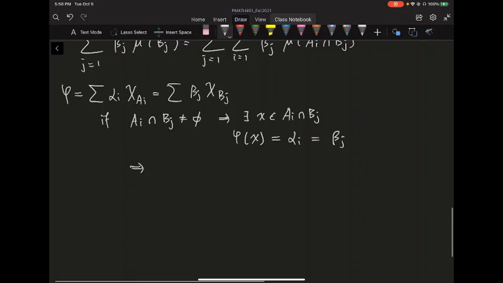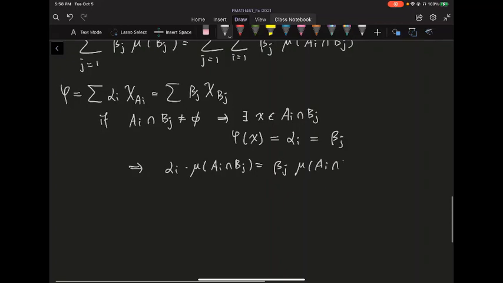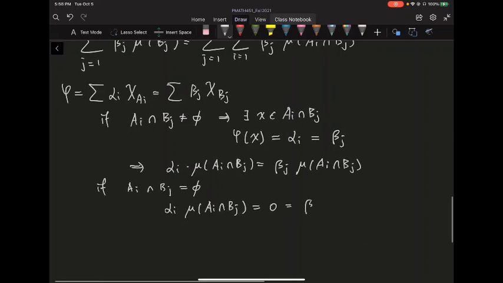And from there, we have that alpha_i times mu of A_i intersect B_j is just equal to beta_j times mu of A_i intersect B_j. Okay, so that's when A_i intersect B_j is non-empty. And when A_i intersect B_j is the empty set, that's the easier case. Then alpha_i times mu of A_i intersect B_j, well, mu of the empty set is just 0, so it doesn't matter what alpha_i is, that's just equal to 0. And the same goes for the betas.